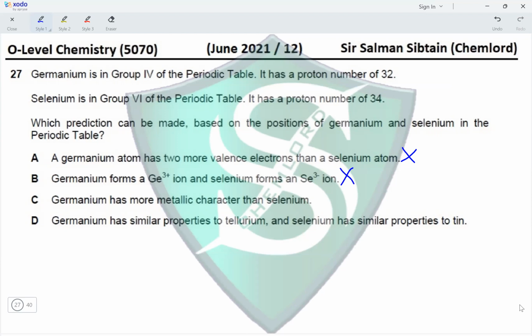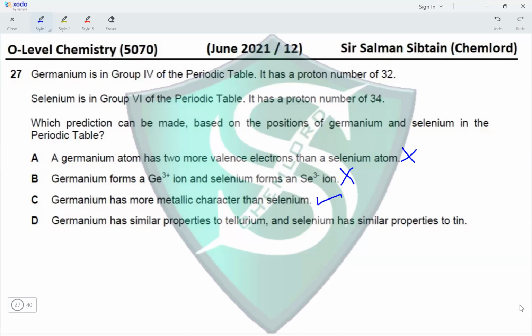Next, C. Germanium has more metallic character than selenium. Now, metallic character decreases along a period. When you move from left to right, the metallic character decreases and the non-metallic character increases. Germanium is found on the left of selenium, which means it is more metallic, and selenium is found on the right of germanium, which means it is less metallic. So, germanium has more metallic character than selenium is the correct answer.